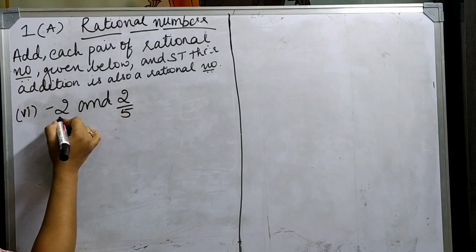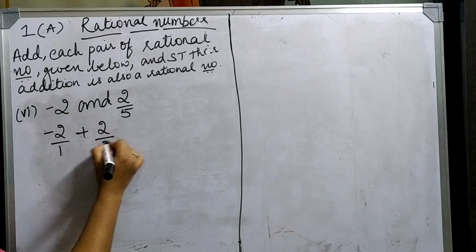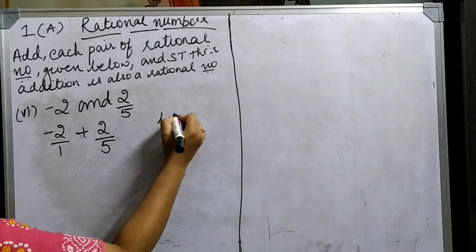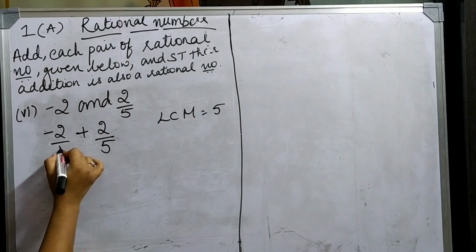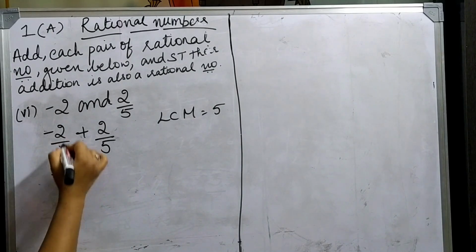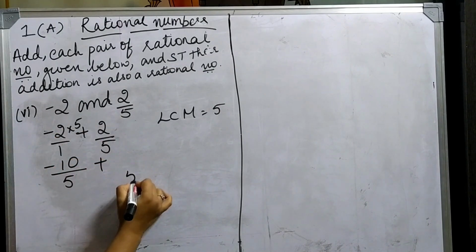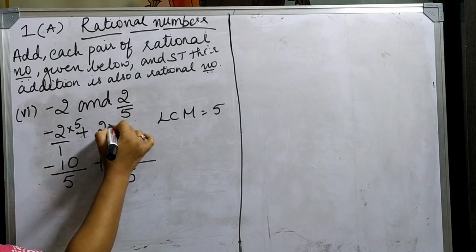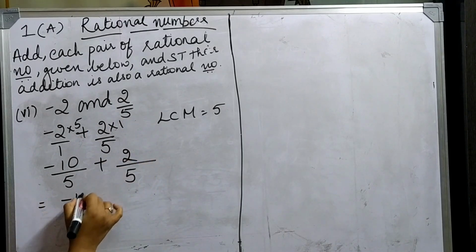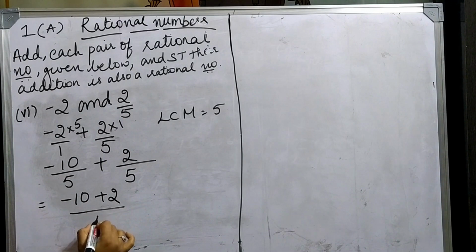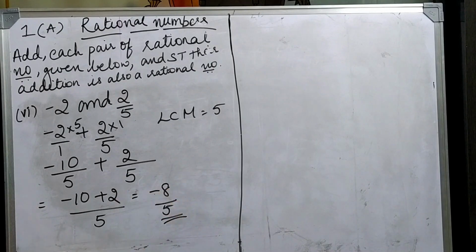So minus 2 is nothing but, in the denominator we have 1, which is minus 2 by 1 plus 2 by 5. So the LCM of 1 and 5 is nothing but 5. Now if the LCM is 5, 1 divided by 5 is 1, into minus 2 into 5, you will get minus 10, plus, 5 is the LCM, 5 1s are 5, which is again 2 into 1, you will get 2, which is nothing but minus 10 plus 2 whole by 5 will give you minus 8 by 5, which is again a rational number.